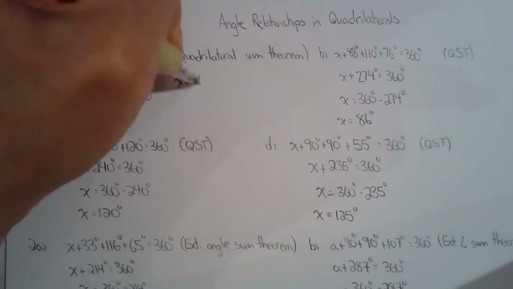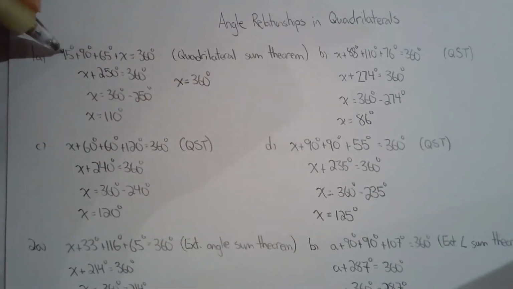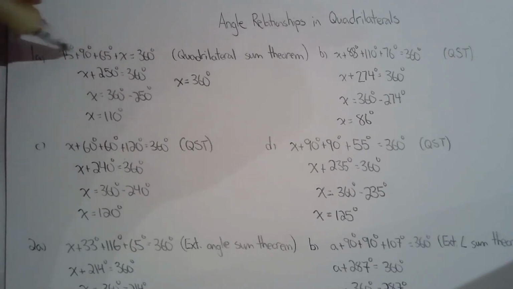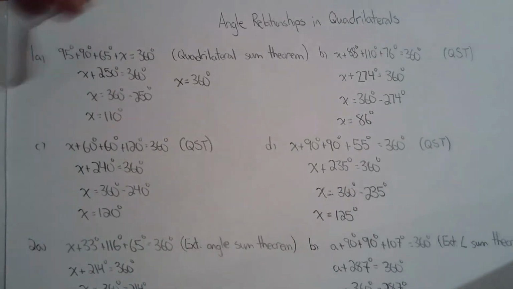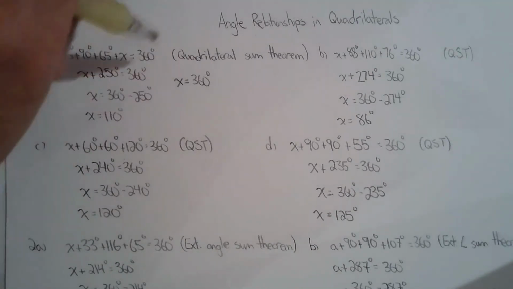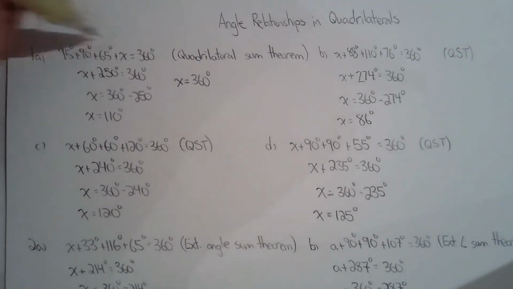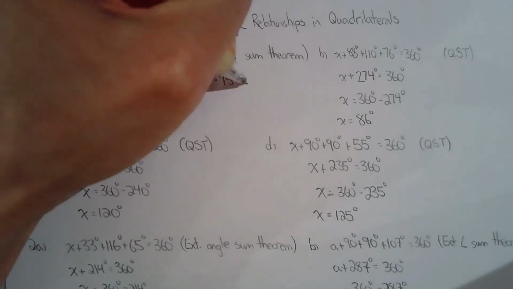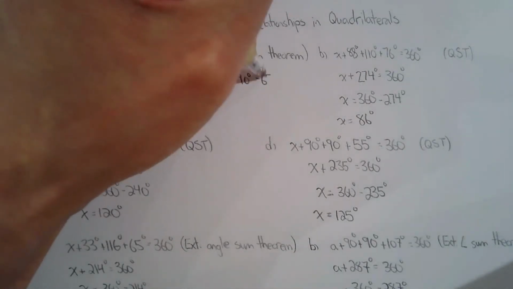So instead of writing 95 plus 90 plus 65 degrees plus x is equal to 360 degrees, just write 360 minus these three angles must be equal to the fourth angle. That is basically the same relationship as this one here, which is derived from the quadrilateral sum theorem. So let's write that down: 360 degrees minus 95 degrees minus 90 degrees minus 65 degrees.